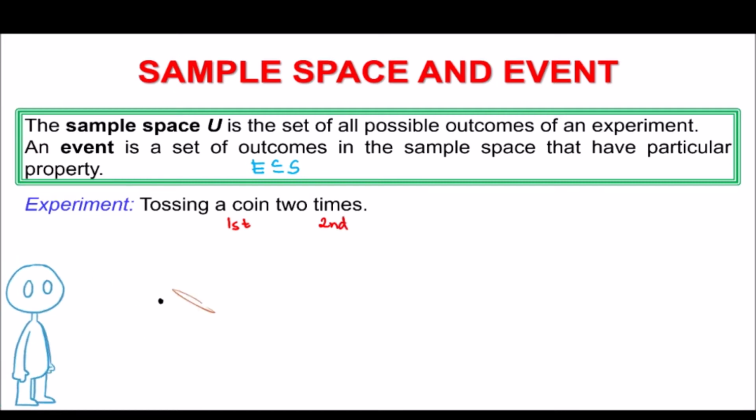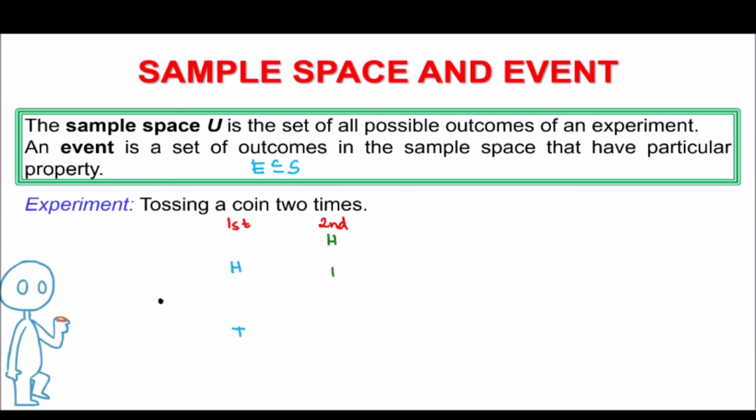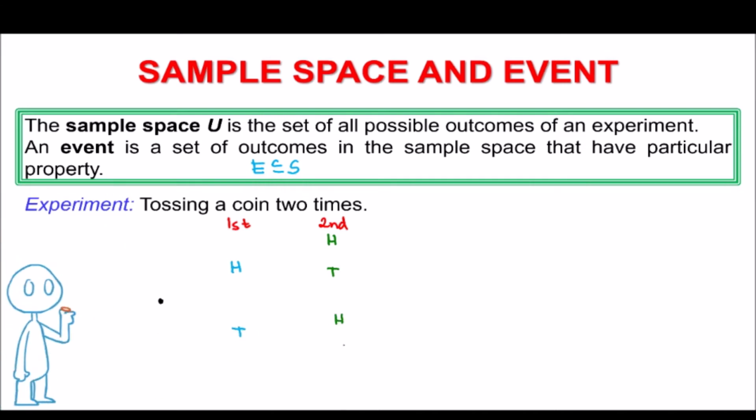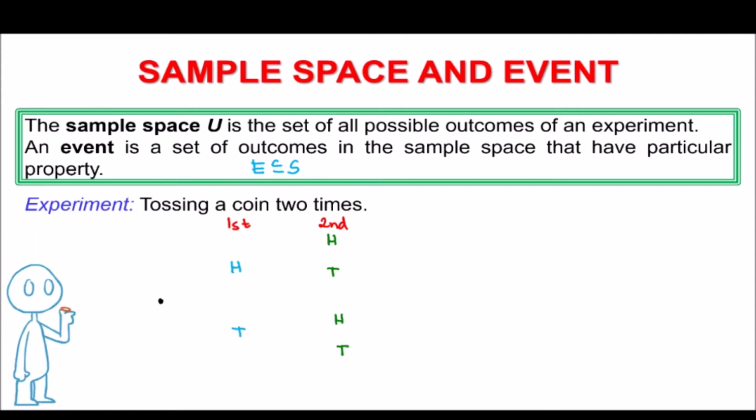So in the first toss, we could get either a tail or we could get a head. So I will use H for head and T for tail. In the second toss, we could still get either a head or a tail. So I will write H here and T here. And then on the second part, I will also write head and tail. Now we will use lines to create branches.